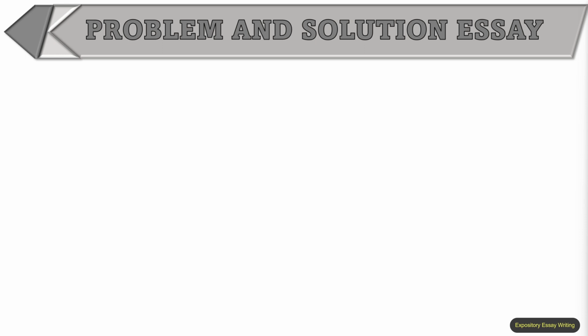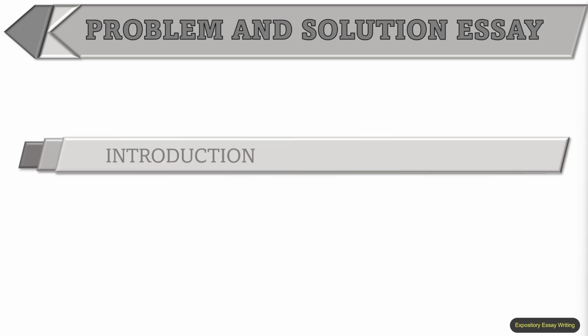The structure of the problem and solution essay is as follows: an introduction that will contain the hook or grabber to catch the reader's attention, a general overview of the existing problem, and a hint at the possible solution. Just don't give it all away.